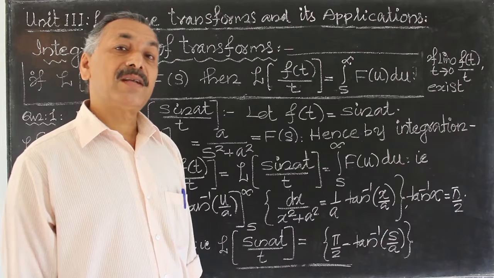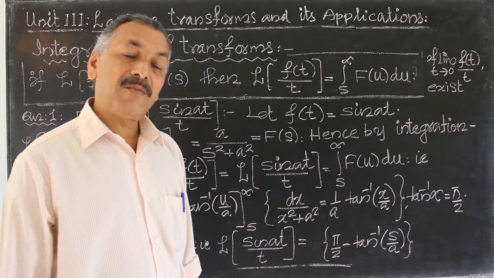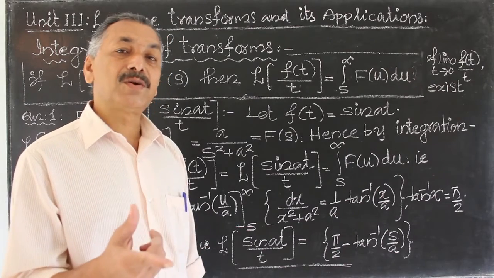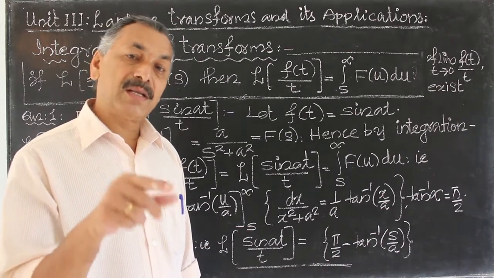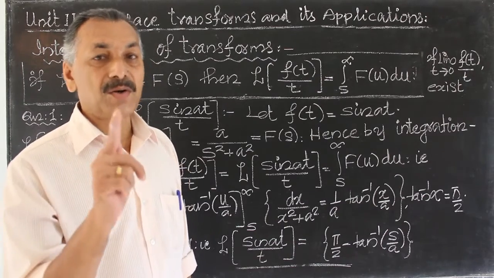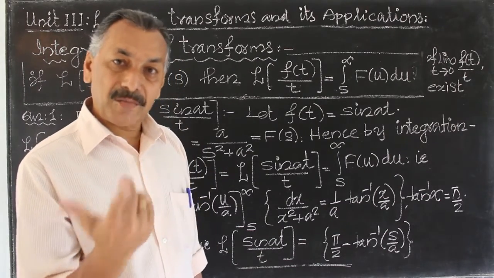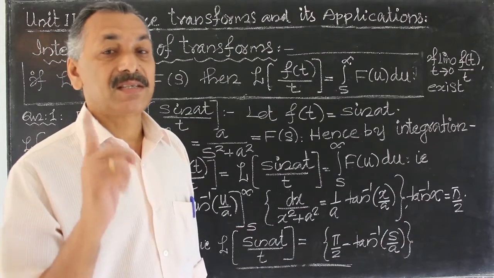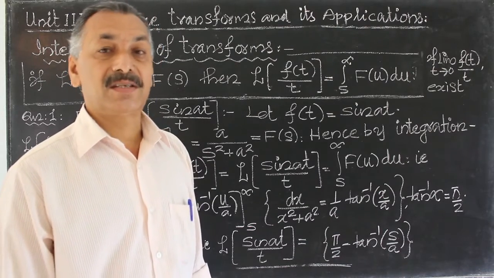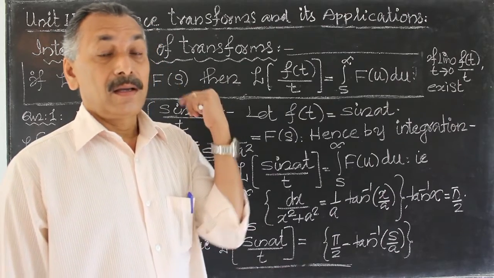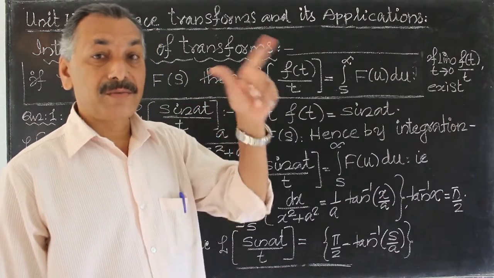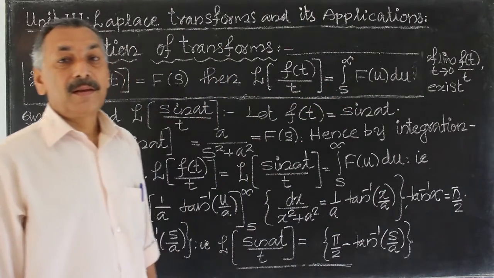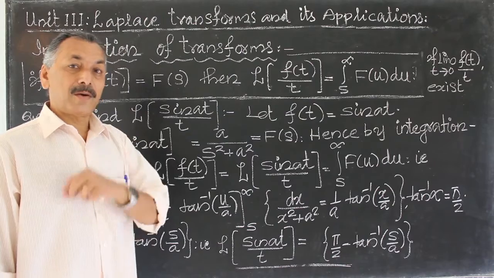What is differentiation of transforms? Differentiation of transforms means if L of f of t is equal to F of s, then L of t raised to n into f of t is equal to minus 1 raised to n into the nth derivative of F of s. For n equal to 1, L of t into f of t is equal to minus F dash of s. If f of t transforms to F of s, then f of t by t transforms to the integral of F of s. Then we apply the property; we have already discussed one problem.